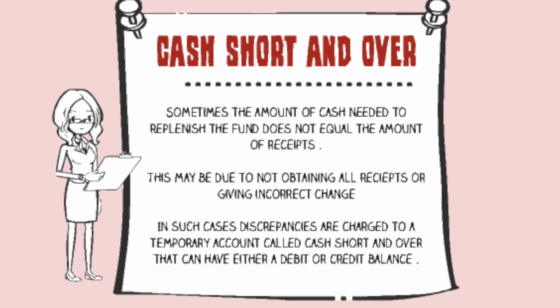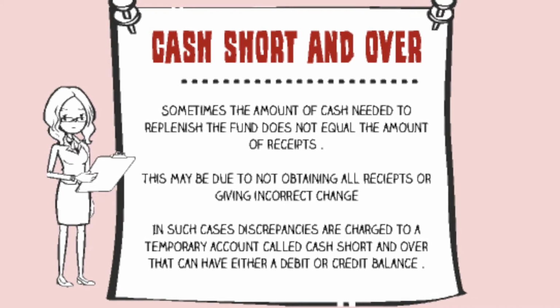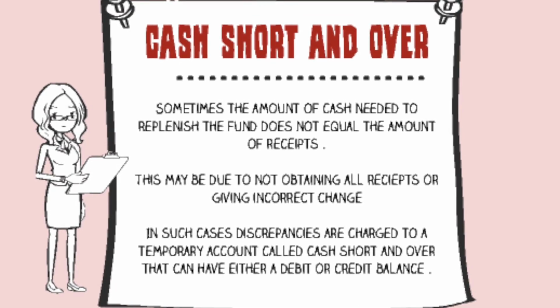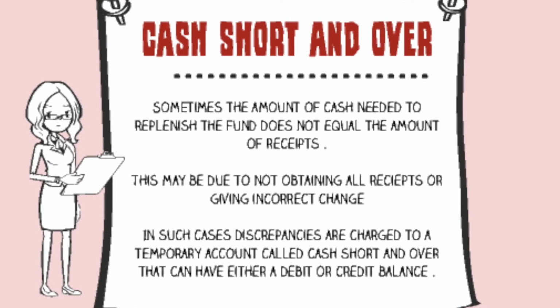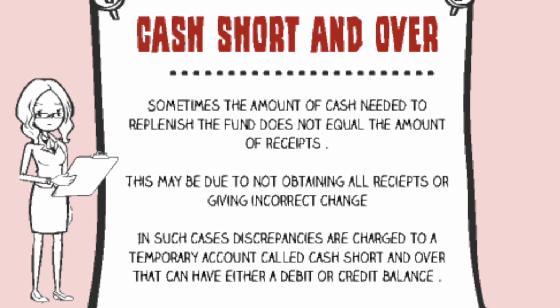However, sometimes the amount of cash needed to replenish the fund does not equal the amount of receipts. This can be due to not obtaining all receipts or giving incorrect change. In such cases, discrepancies are charged to a temporary account called cash short and over. These can have either a debit or a credit balance.